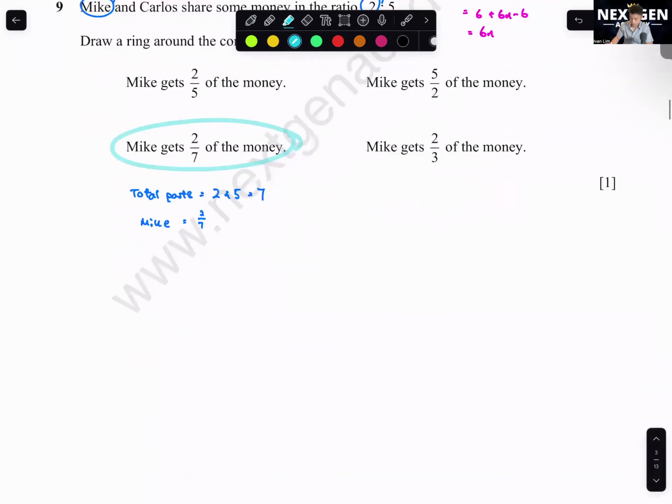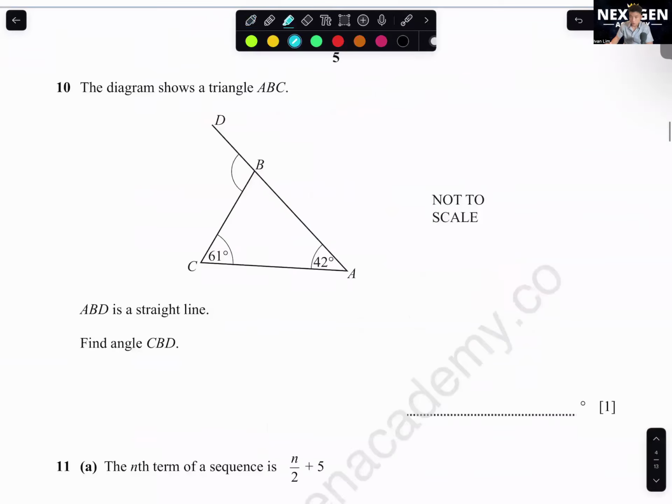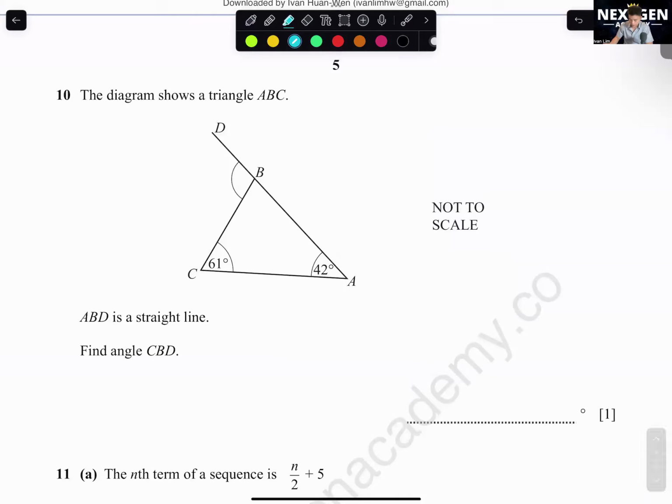Okay, let's go to the next one. Question 10. ABD is a straight line. Find the angle CBD. Can someone give me the answer? This one is easy to calculate. Okay, 103. How do you get 103?